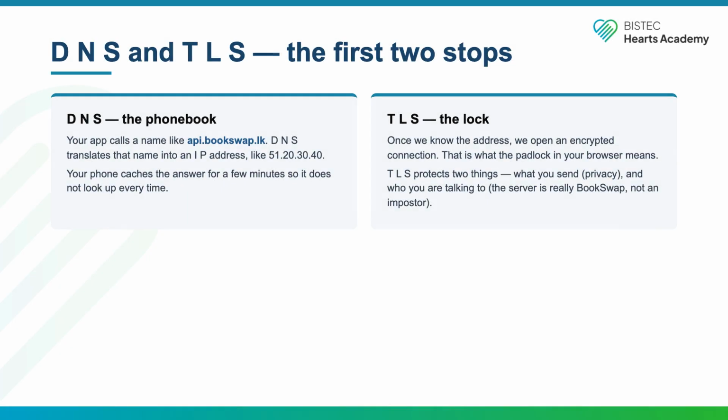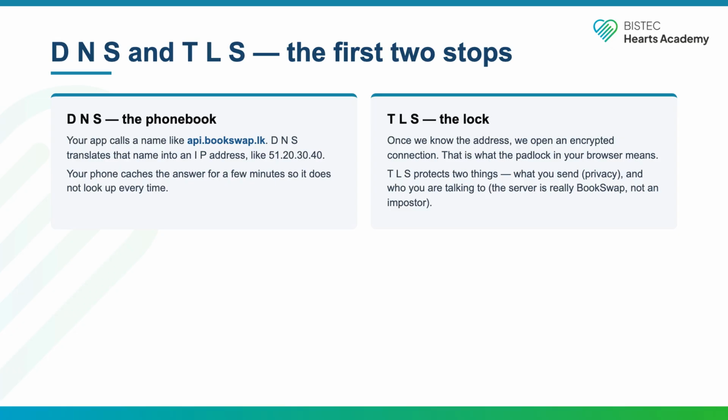Let us start with DNS and TLS, the first 2 stops. DNS is the phone book of the internet. Computers actually talk to each other using IP addresses, which are numbers like 51.20.30.40. But humans cannot remember numbers, so we use names like api.bookswap.lk. DNS translates names into numbers. When your app calls api.bookswap.lk, it first asks DNS, what is the IP address? DNS answers. Your phone caches the answer for a few minutes so it does not have to ask again every time.